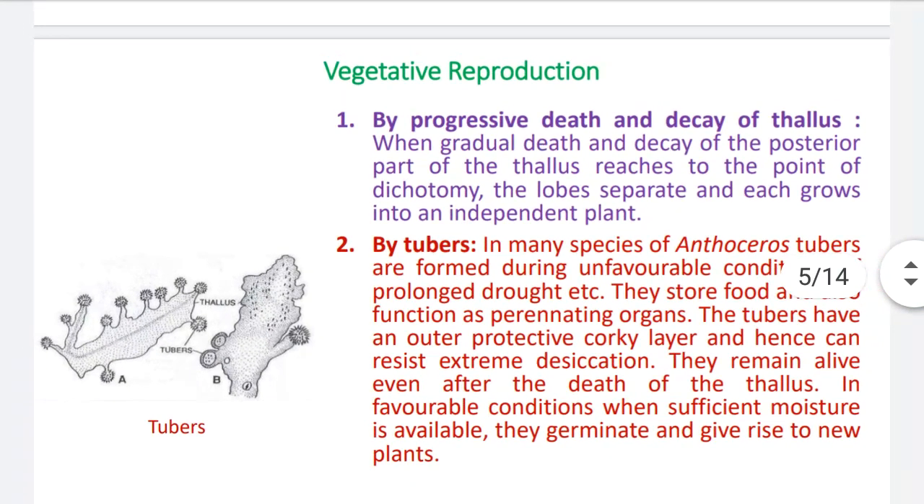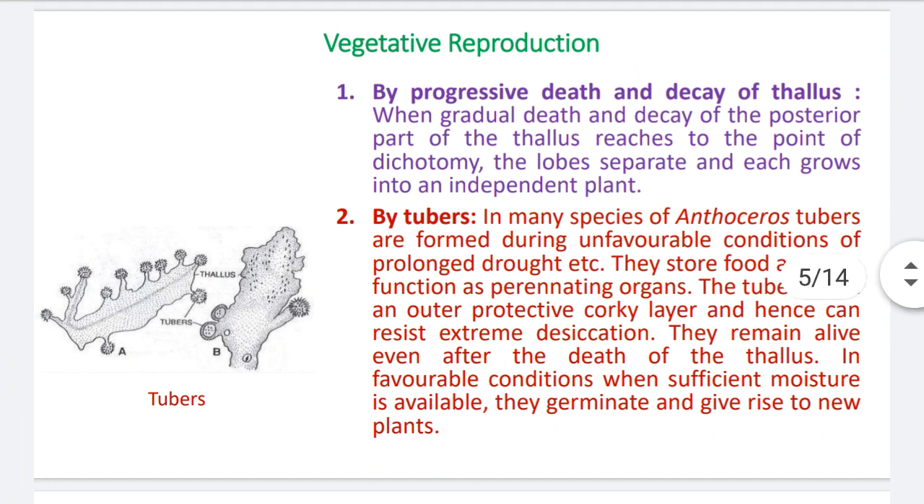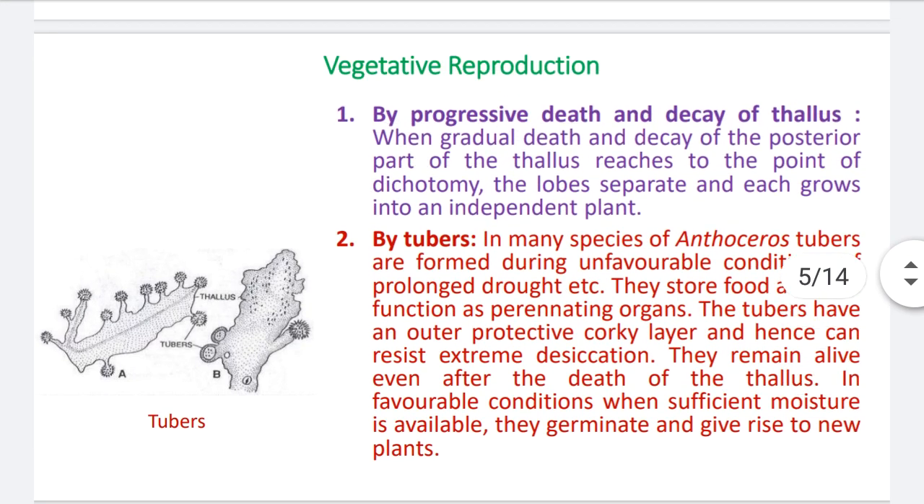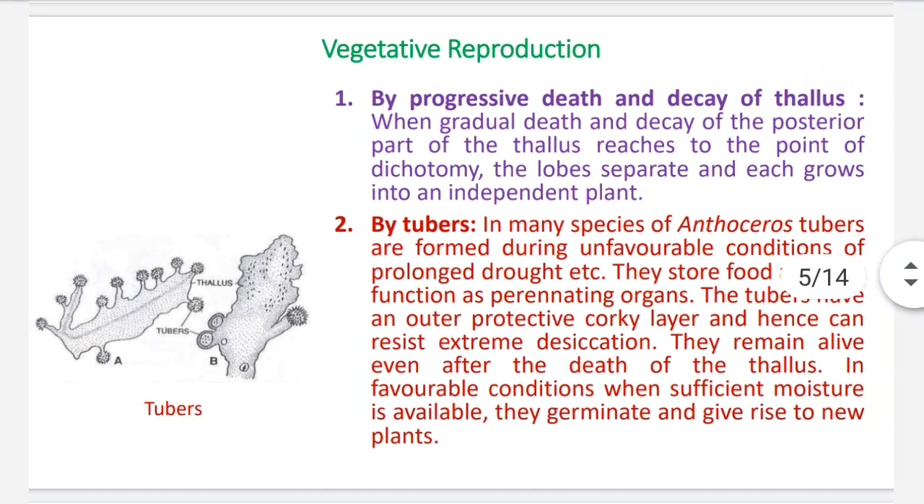Now we can move toward the vegetative reproduction of Anthoceros. This vegetative reproduction is caused in four ways. One is by progressive death and decay of the thallus. Second is by tubers. Third is by gemmae, and fourth is by persistent growing apices. Okay. So the first type is vegetative reproduction by progressive death and decay of the thallus.